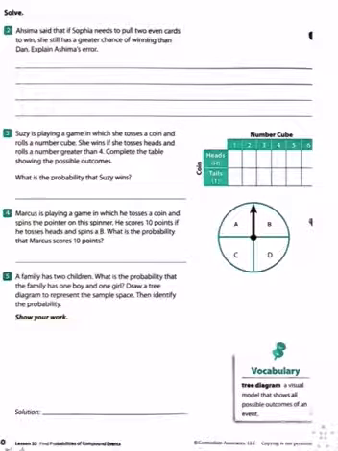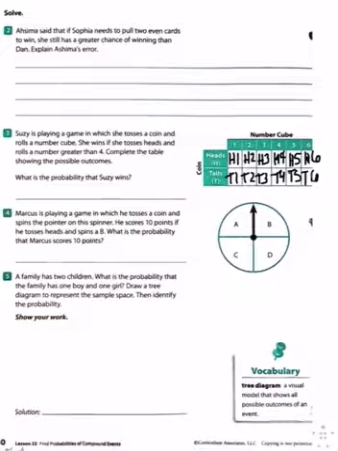Number 3. Susie is playing a game in which she tosses a coin and rolls a number cube. She wins if she tosses heads and rolls a number greater than 4. Complete the table showing the possible outcomes. So we're going to fill it in. We have heads and 1, heads and 2, 3, 4, 5, 6. And then again with tails. Tails 1, tails 2, tails 3, 4, 5, and 6.